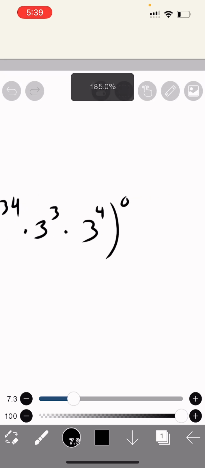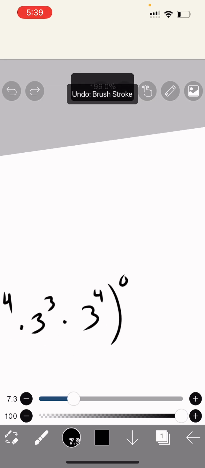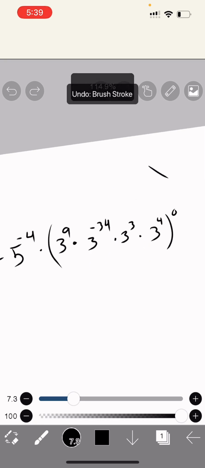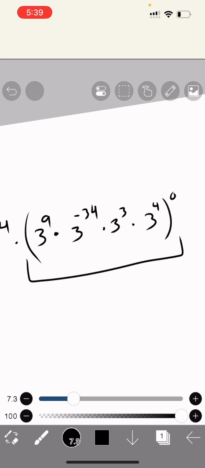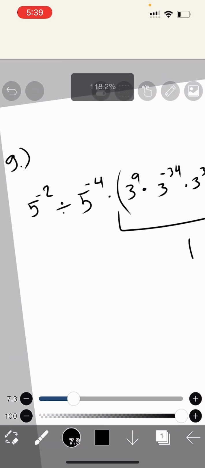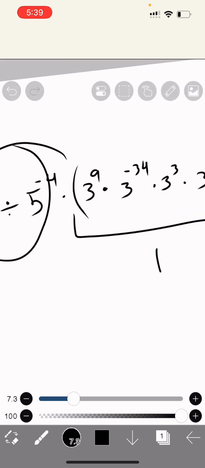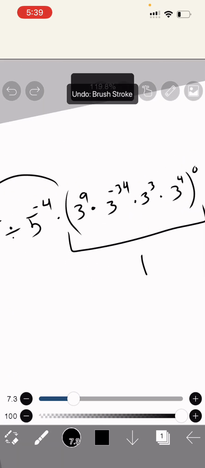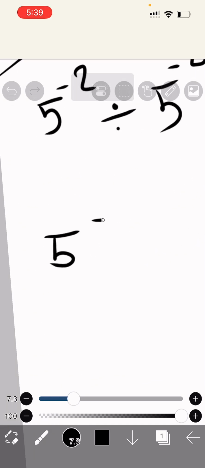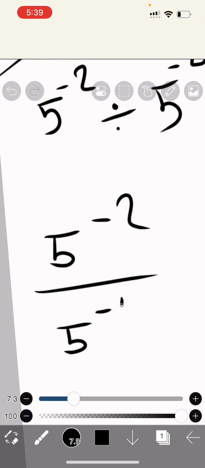Now, we know that everything to the 0th power is going to give you 1. So x to the power of 0 equals 1. Remember this. Because of that, everything in this parentheses, no matter how big the number is, is just going to give you 1. And since we're multiplying these by 1, if you multiply something by 1, you're just going to get the same thing. So really, we don't need to care about any of this at all. That leaves us with 5 to the power of negative 2 over 5 to the power of negative 4.